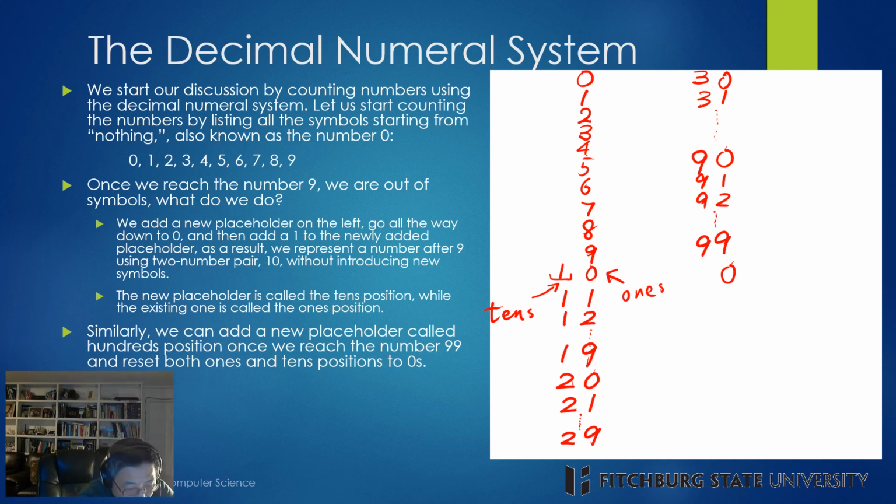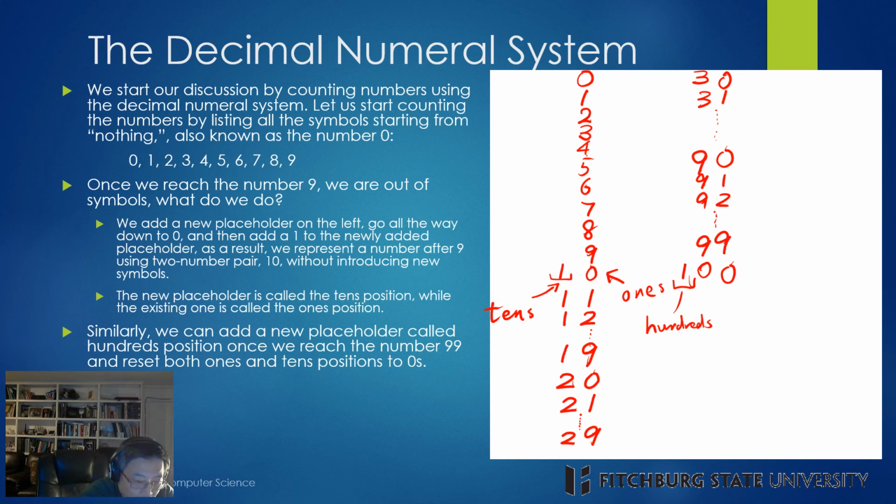Now, since the tens position has a 9 already, the tens position is also running out of symbols. So we have to reset the tens position to 0, and then we're going to add another placeholder on the left of the tens position. We call this the 100s position. Any number in the 100s position represents 100. So we're going to add a 1 to the 100s position. So that is the number 100, which is 1 more than 99.